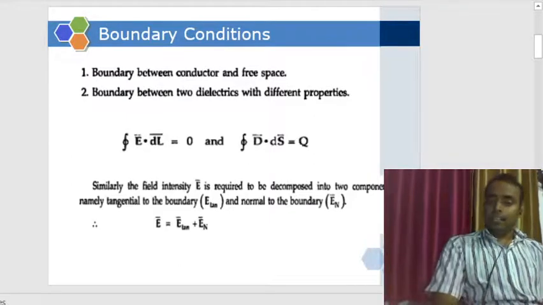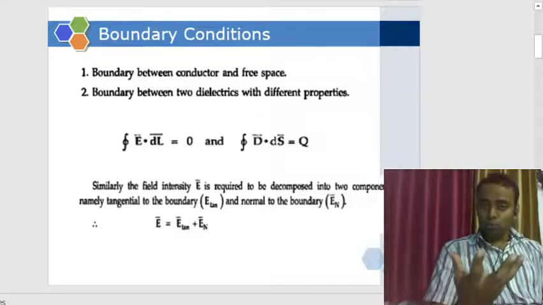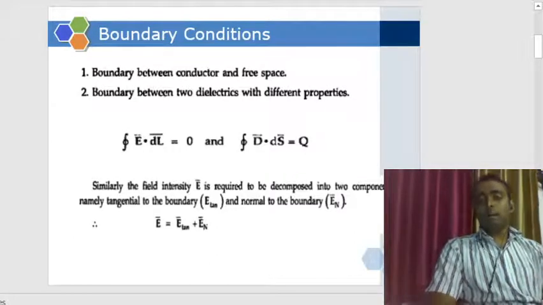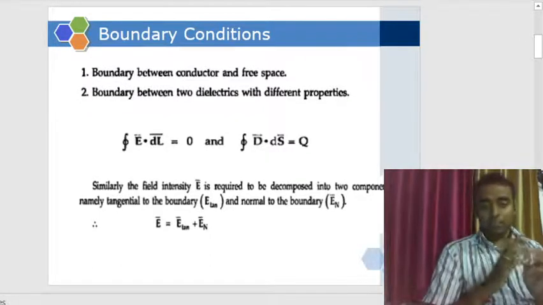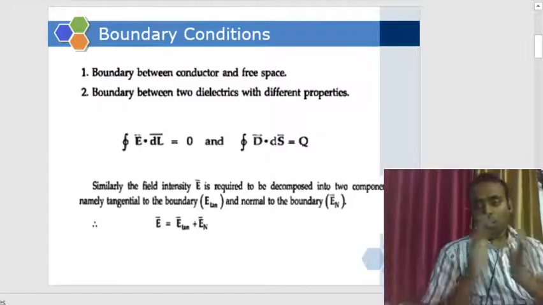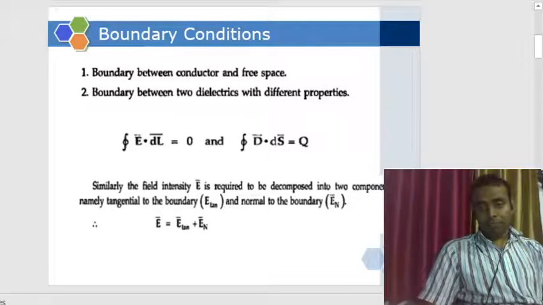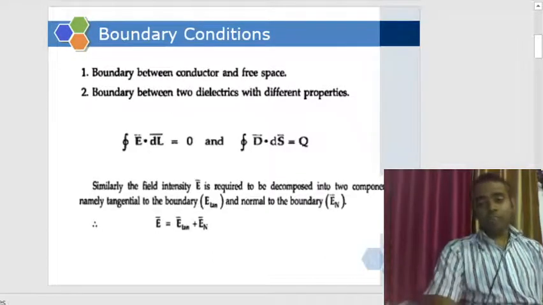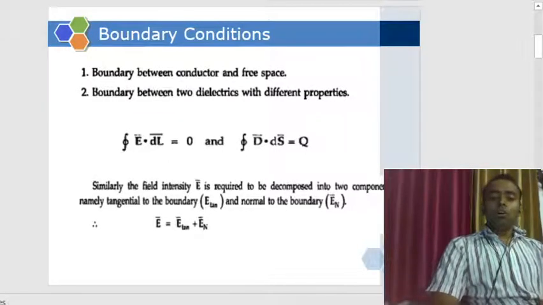At that point, E, that is electric field intensity, and D, electric flux density, how these two parameters behave, these conditions are known as boundary conditions. When electric field intensity and flux density pass through different mediums, they behave differently, and the conditions at that boundary are known as boundary conditions.